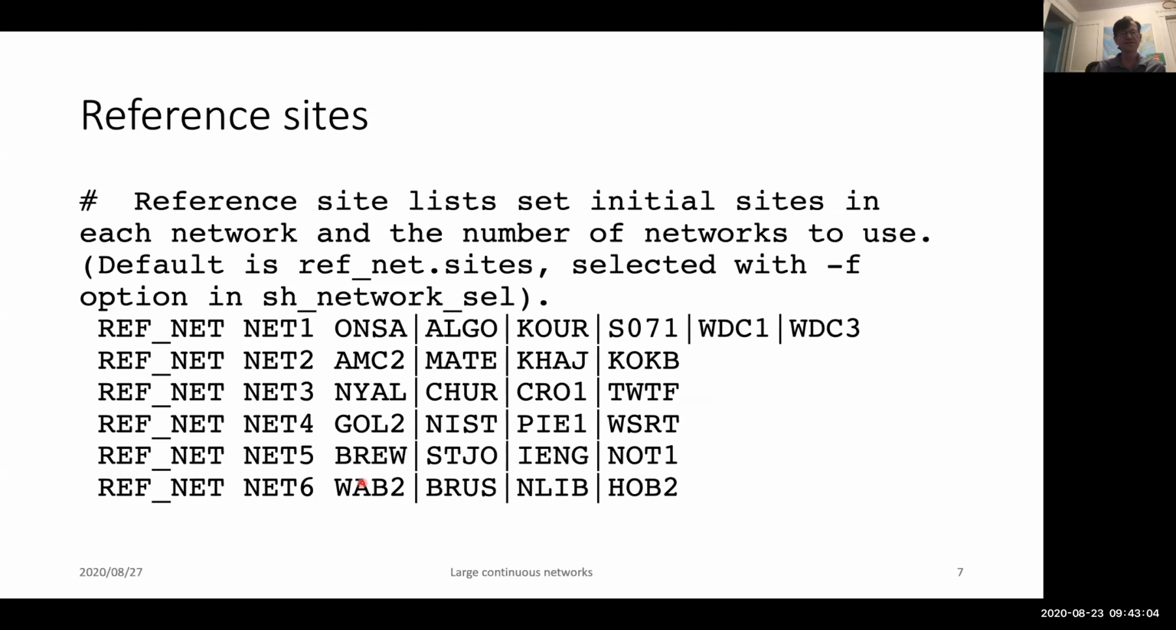The reference site list that we talk about is made up of a RefNet line, and then the name that you wish to give the network. The networks here tend to be named as you wish, as opposed to numerically, though we generally use a numeric 6-character name. Then this is the group of stations that you want to use. It's important they're separated by vertical lines, with no spaces. The idea is that the network is seeded initially with whatever of these stations is available, and the rest of the network is built out from that particular location.